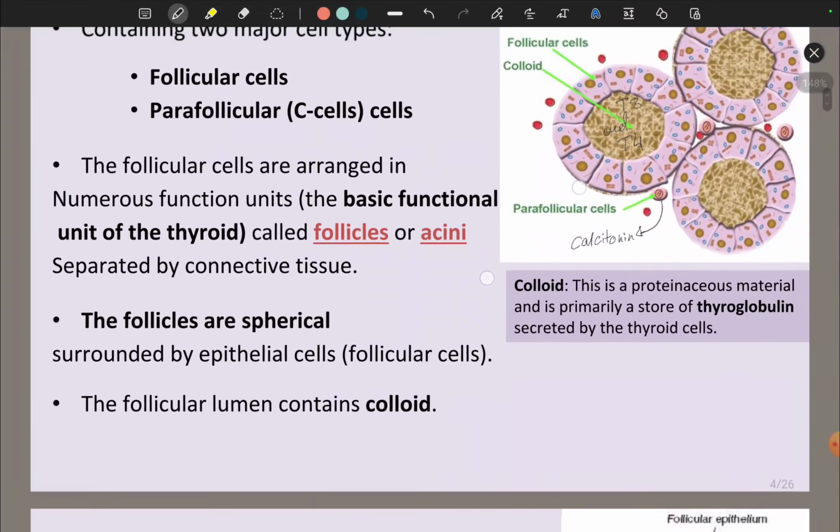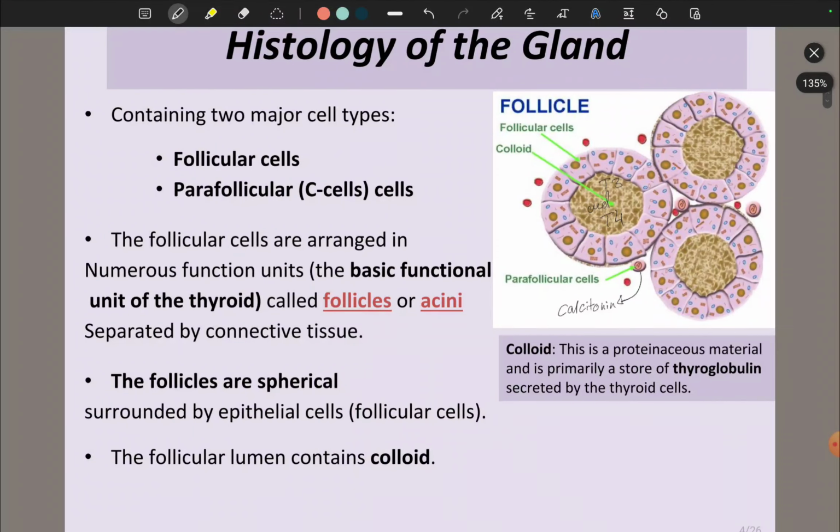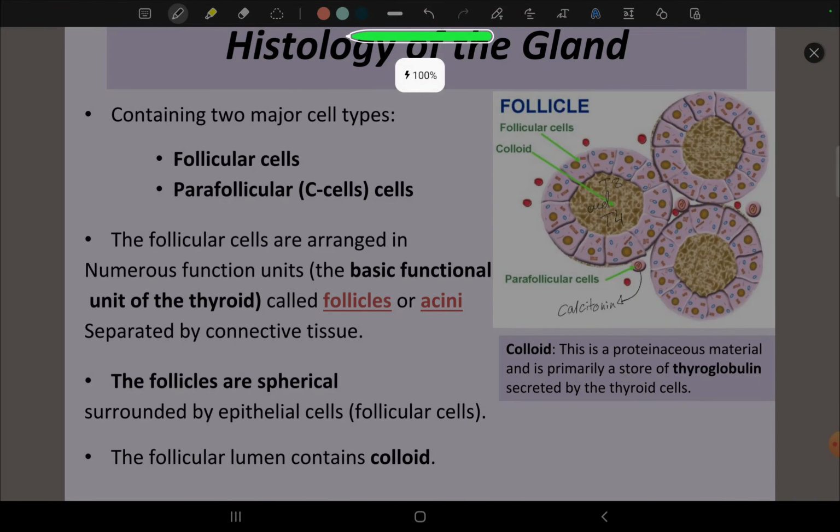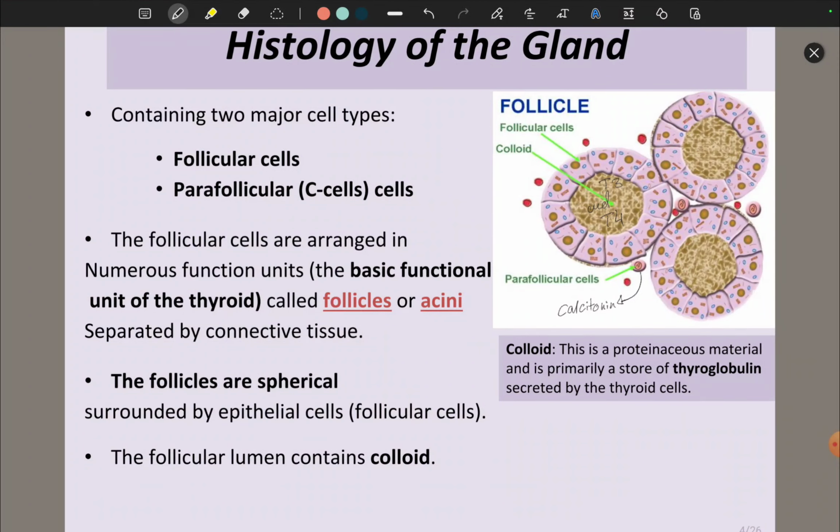And it circulates to the target cells. What are the target cells of the thyroid gland? Almost all cells of the body have thyroid receptors, receptors for thyroid hormone.